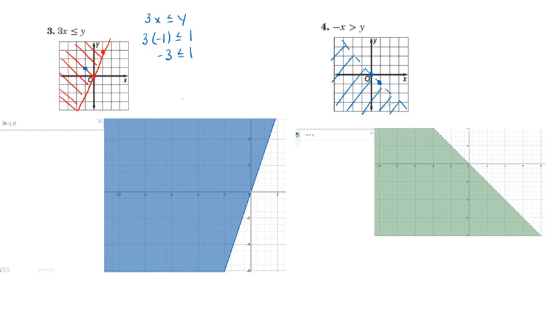So if I try it again, let's see, negative 1, negative 1, that would make this x a positive 1, which would be greater than the y, which is negative 1. So all of those points work.